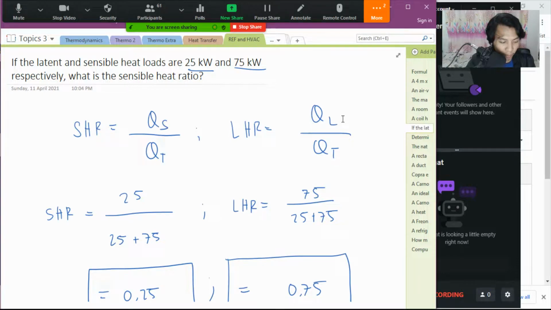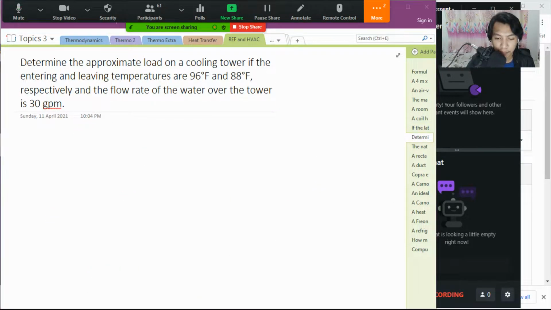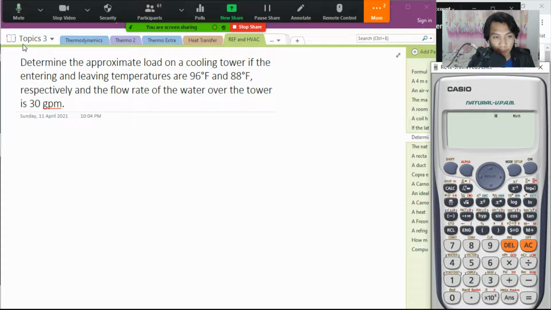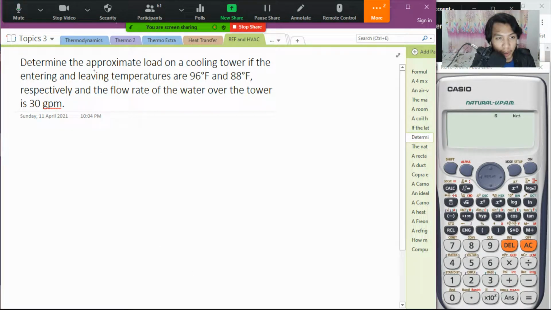Okay? Now, let us go to problem number 7. Determine the approximate load on the cooling tower if the entering and leaving temperatures are 96 degrees Fahrenheit and 88 degrees Fahrenheit, and the flow rate of water over the tower is 30 GPM.